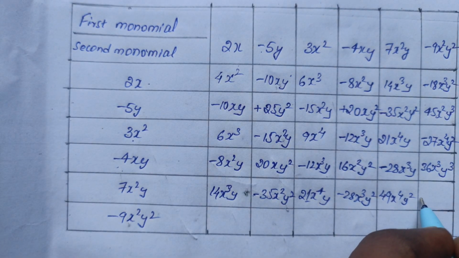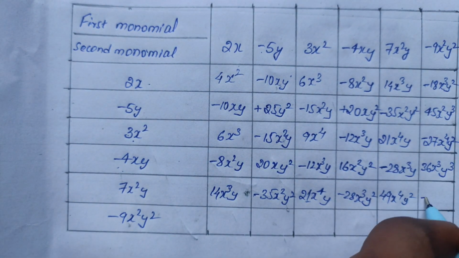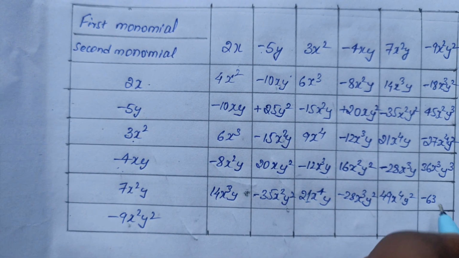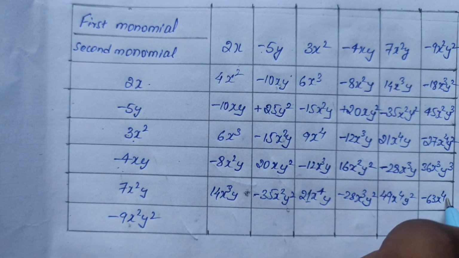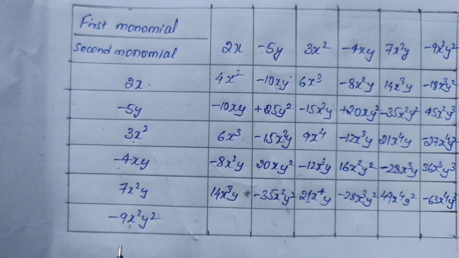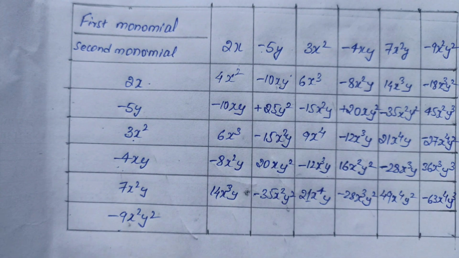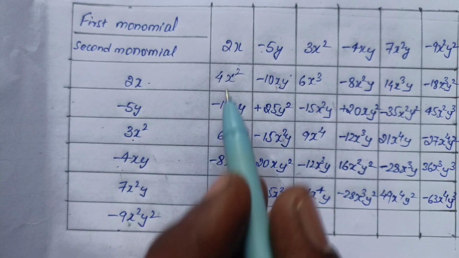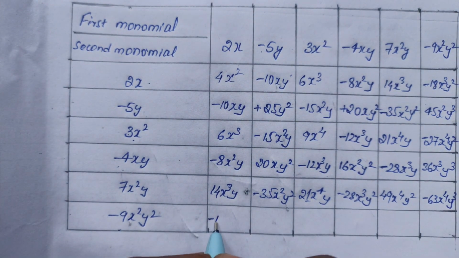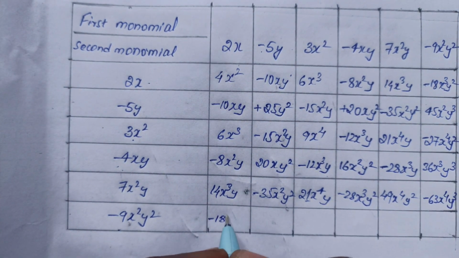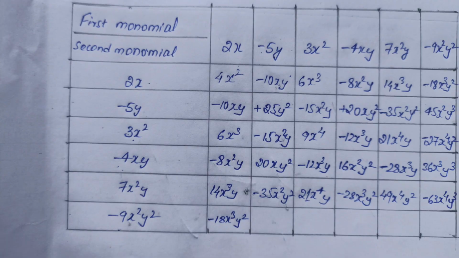7 9s are 63. Plus into minus is minus. x square into x square is x raised to 4. y into y square is y cube. Now minus 9x square y square into first monomials we need to multiply. So minus into plus is minus. 9 2s are 18. x square into x is x cube. y square as it is.